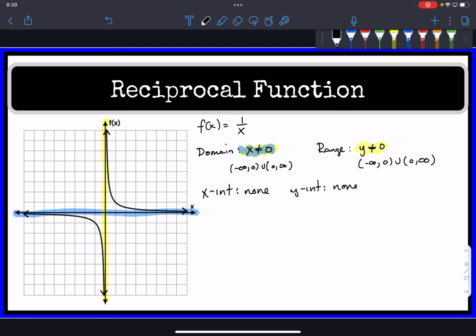In terms of extrema, this does not have an extrema, and the reason it does not have an extrema is because it does not change directions.